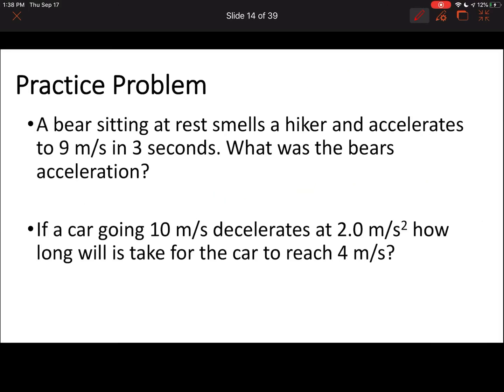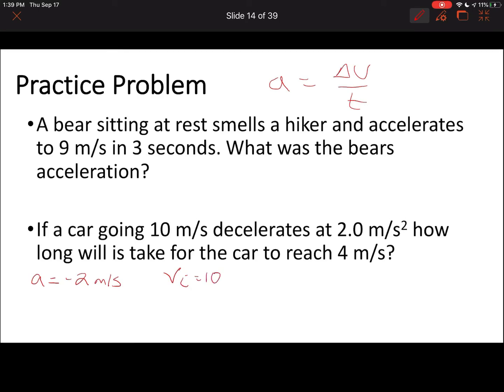All right, so let's take a look at the second problem here. If we have a car going 10 meters per second, decelerates at 2 meters per second squared, how long will it take for the car to reach 4 meters per second? So we want to use the same kind of formula. a is equal to delta v over t. Easy enough. What do I know? I know my acceleration is negative 2. I think it should be negative 2 here. And that is because my initial velocity is positive 10.